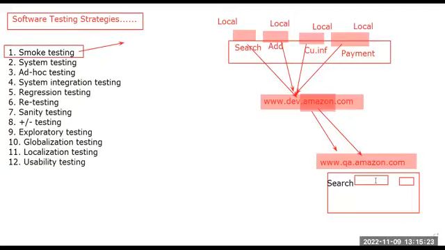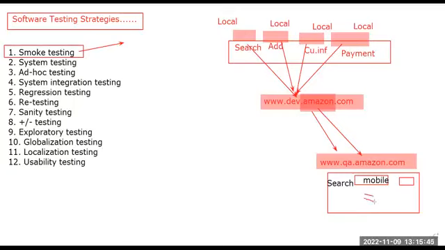How can you say whether that feature is working or not? We'll go and type something over there. Yes, we will type something here and see whether we are getting a result or not. Let's say I type something like "mobile" and check whether I'm getting a mobile kind of result or not. Yes or no? I have to check, right?